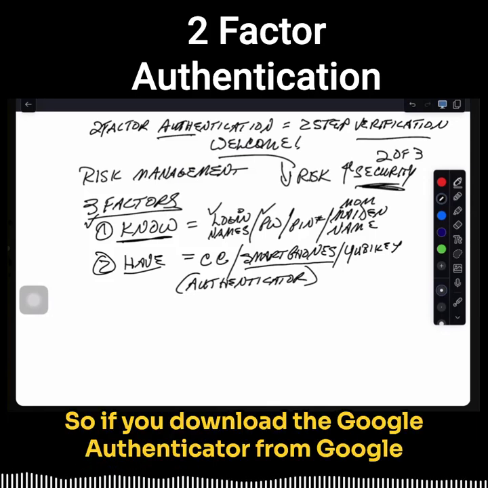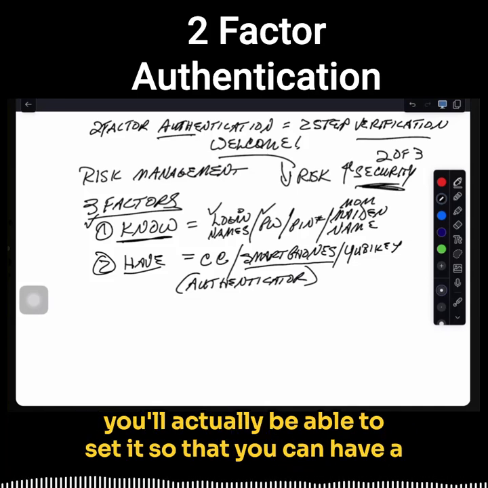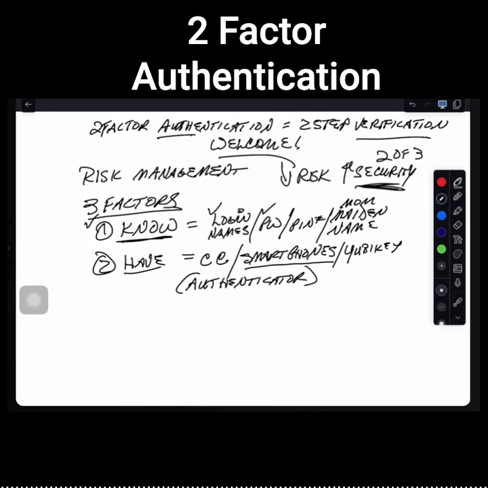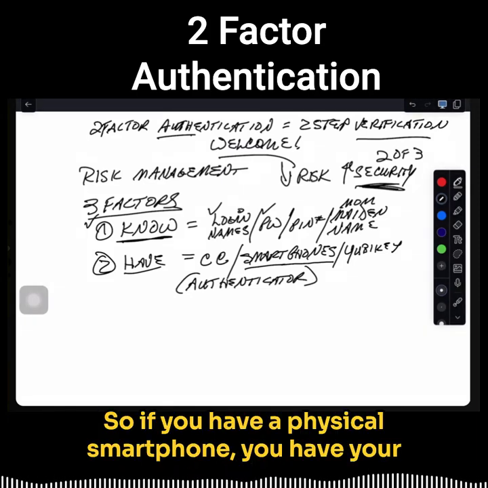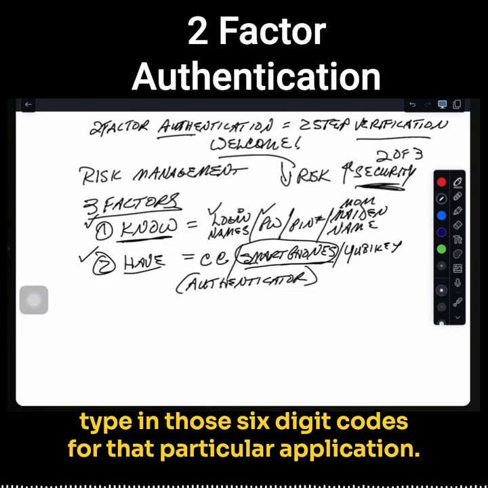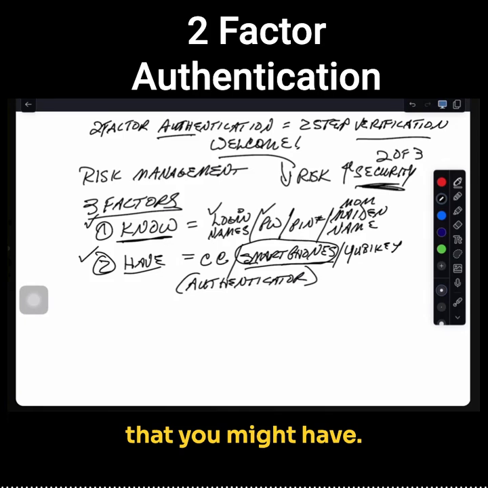So if you download the Google Authenticator from the Google Play Store or on an Apple iPhone or a Google Android, you'll be able to set it so that you have a 6-digit code that changes every so many seconds. So if you have a physical smartphone, you have your second factor. And you just look at that authenticator and type in those 6-digit codes for that particular application. So you'd use a 6-digit code for every single application that you might have, okay?